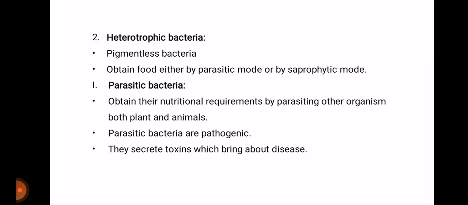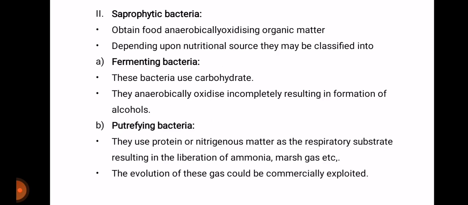If some bacteria infect plants or animals, they show some of the symptoms of diseases. So, these parasitic bacteria are pathogenic. These pathogenic bacteria secrete toxins which bring about the disease. And the next one is saprophytic bacteria. The saprophytic bacteria obtain food anaerobically, oxidizing organic matter. Depending on the nutritional source, they may be classified into two types, that is fermenting bacteria and putrefying bacteria.